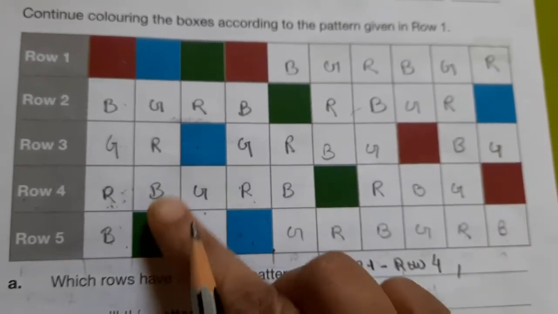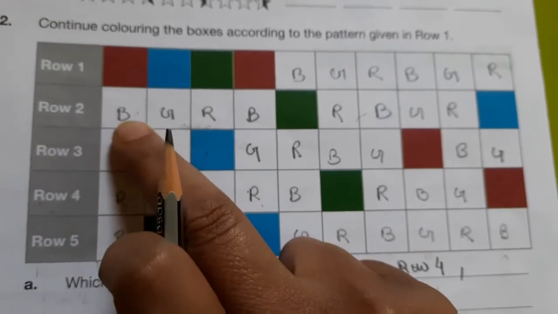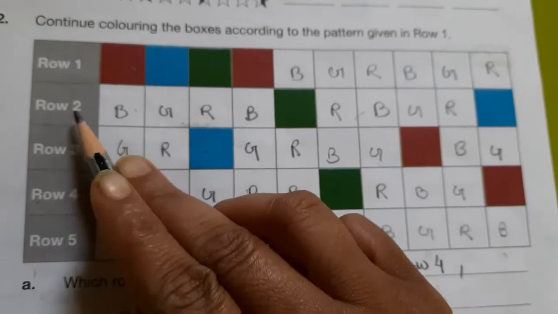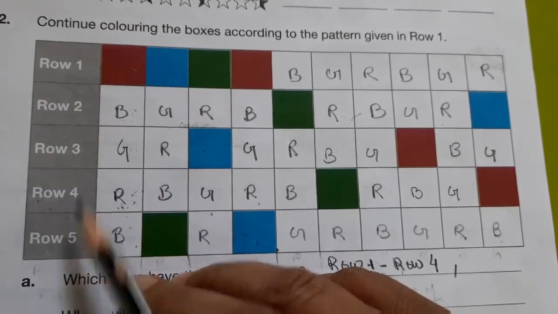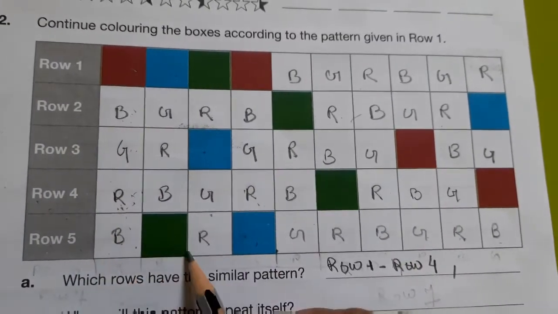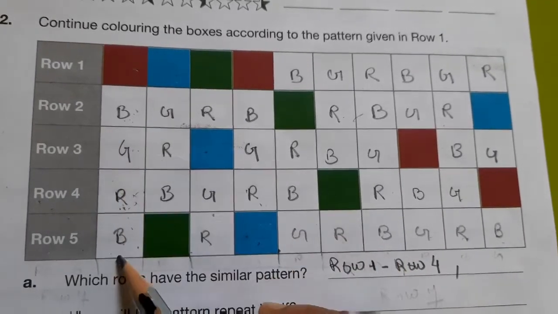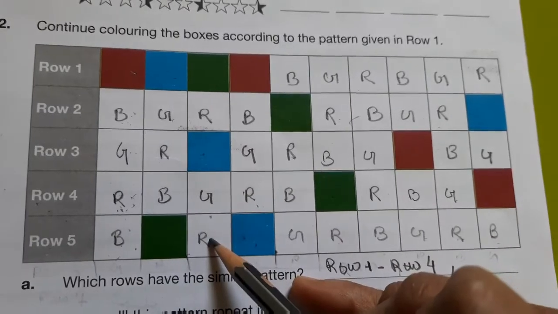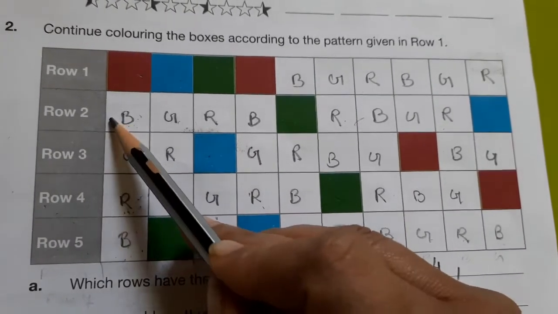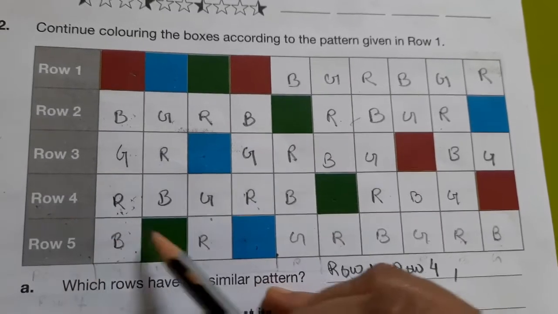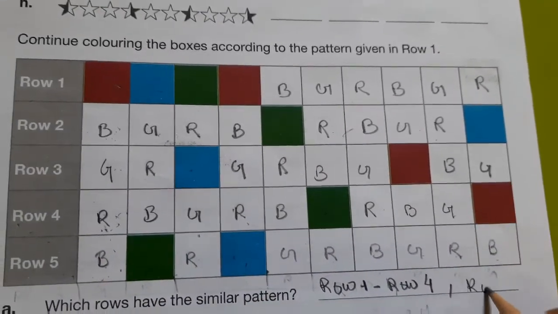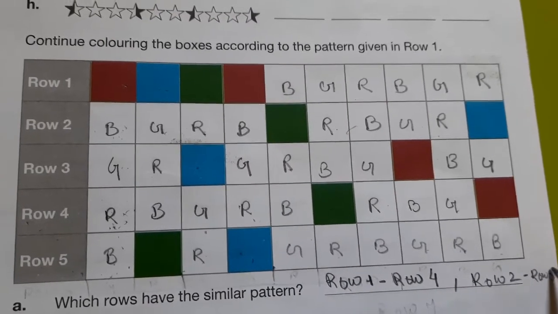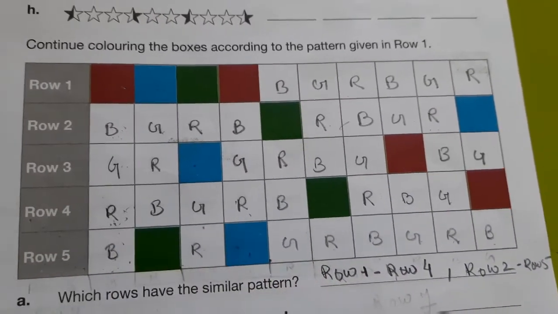Okay, now the next one, row 2. Here you can see blue, here blue, and row 4. Row 2, the second row, and the fifth row, these two are having a similar pattern. Here you can see blue, blue, green, green, red, red, like this. Then row 2 and row 5 are having a similar pattern.